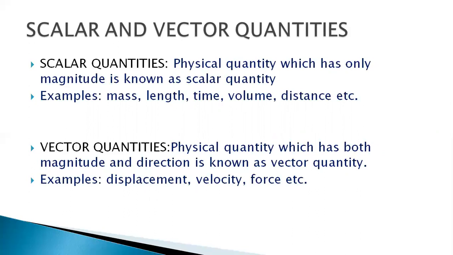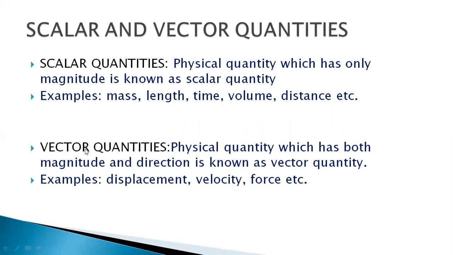But some of the physical quantities have only magnitude. For example, mass. When you express mass, it will be 5 kg, 2 kg, 500 gram. There is no specified direction for some of the physical quantities. Such physical quantities which have only magnitude are known as scalar quantities. For example, mass, length, time, volume, and distance.